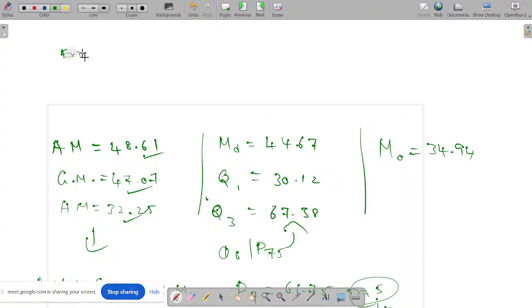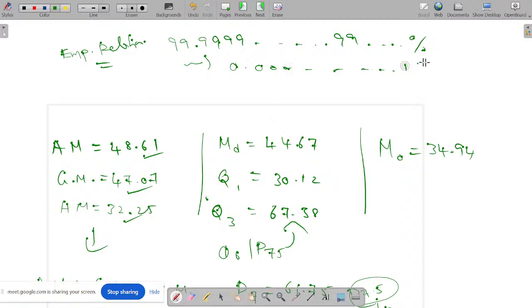So we have found all this. We'll check the empirical relationship. What is empirical relationship? It's a thumb rule. Thumb rule means 99.9999999% it will work. Which means what? 0.0000 somewhat 1% will not work. Right? That's what thumb rule is. It is not 100% true. So what's the relationship? Mean minus mode equals 3 times mean minus median.